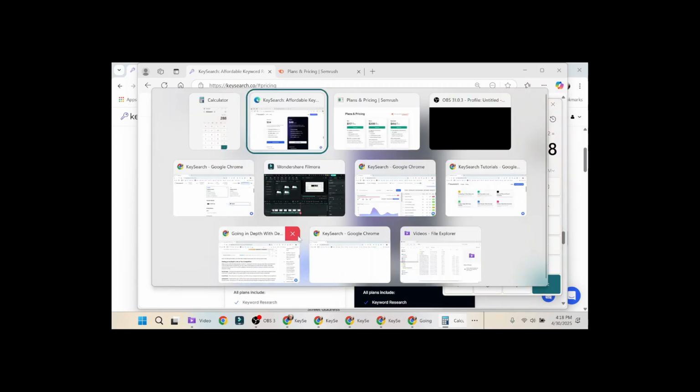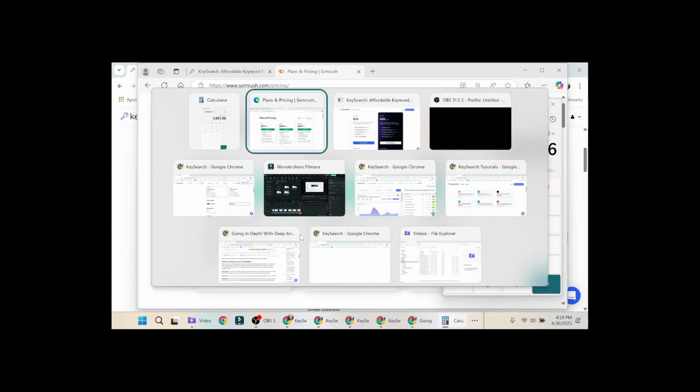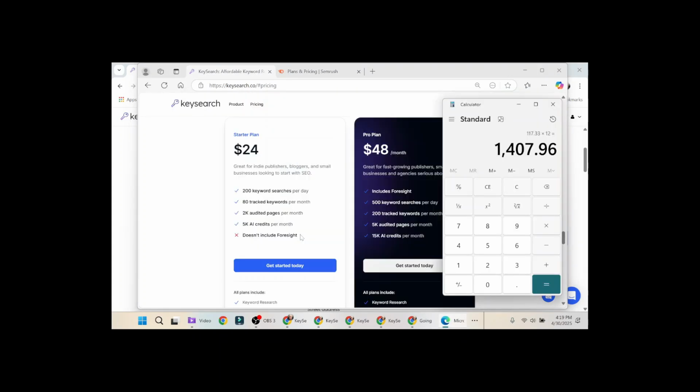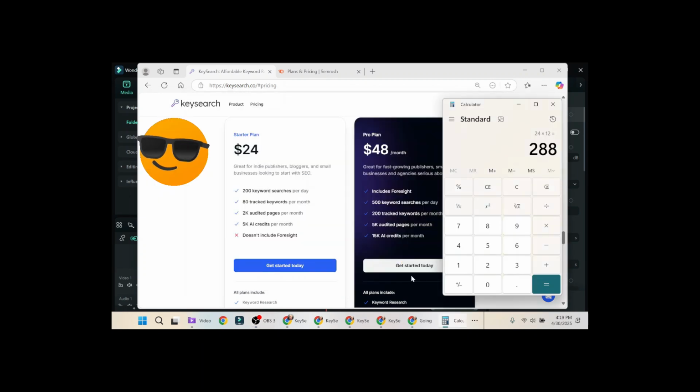So you could get the functionality of SEMrush for $1,407.96 a year, or you could do it for $288, which is about $1,100 in savings if you go with Keysearch. I don't use Ahrefs or SEMrush anymore because they are over $1,000 a year, and I enjoy my $288 a year Keysearch research just as much.